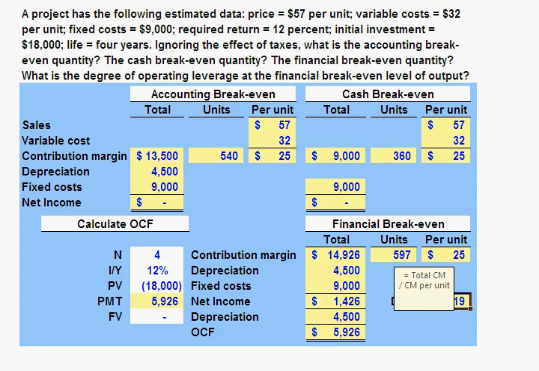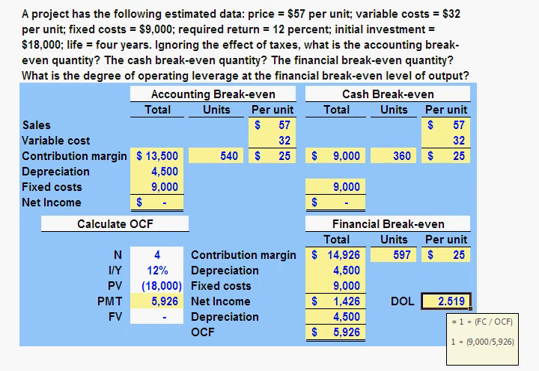The degree of operating leverage can be calculated as 1 plus our fixed cost divided by our operating cash flow. Our fixed costs, recall, were $9,000 and our operating cash flow was $5,926. Therefore, our degree of operating leverage at our financial break-even is 2.519.